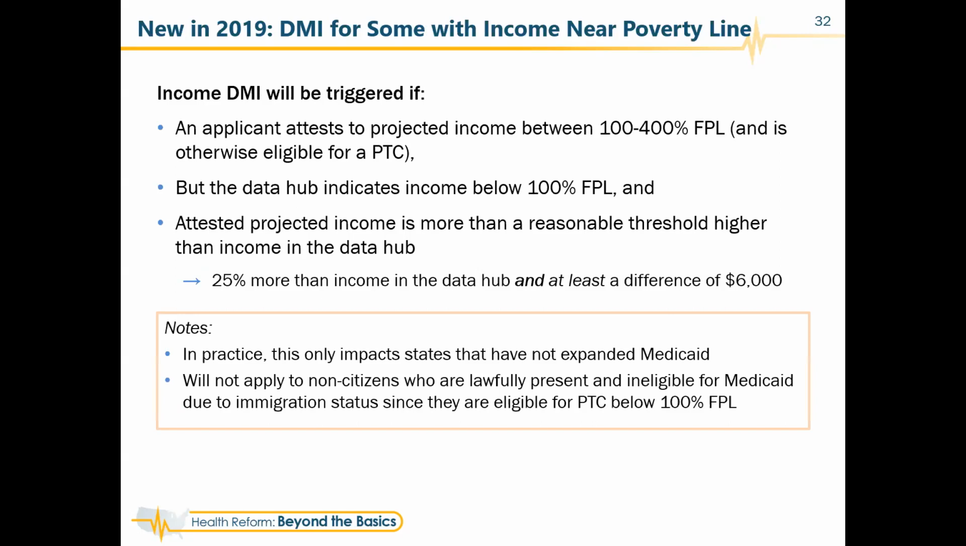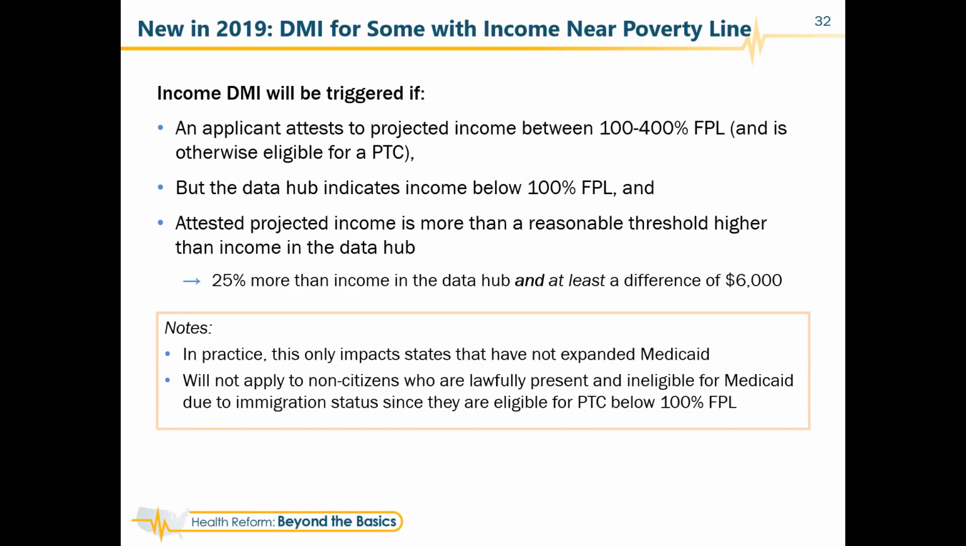So a little bit more about this relatively new exception. It came into play in 2019 and will continue going forward. This is particularly relevant for people who are in states that have not expanded Medicaid, because essentially this is trying to identify people who may be in the coverage gap with income below 100% of the federal poverty line and not eligible for Medicaid or for premium tax credits, but who are attesting to income that is above that amount. So they are attesting to income that would earn them premium tax credits. So this is applying that threshold in those cases too, and saying that if your income is 25% higher than the data hub, and more than $6,000 higher, then you will be subject to a DMI.